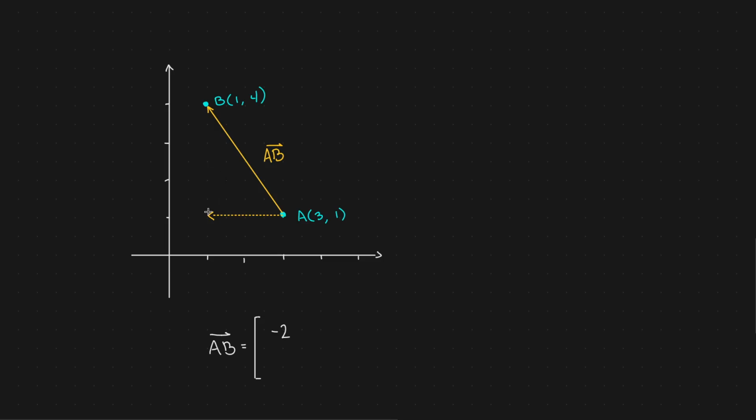And I could do the same thing here. I'm going from y equals 1 up to y equals 4. So going from 1 to 4, that's 3 units. So the components of the vector are -2, 3.